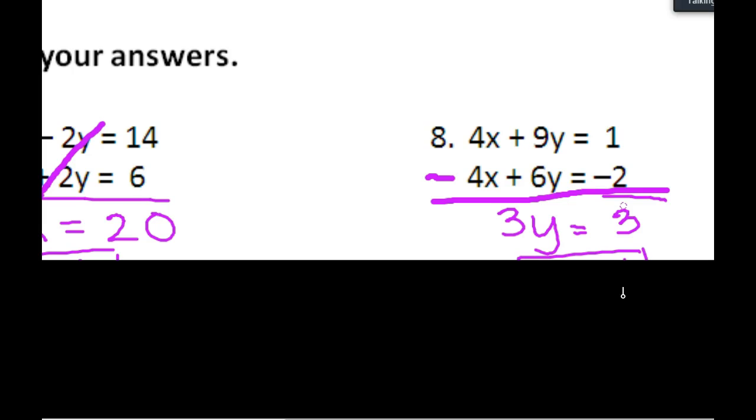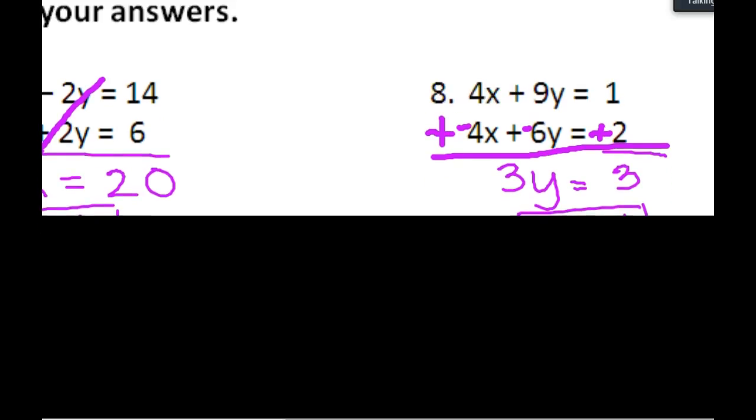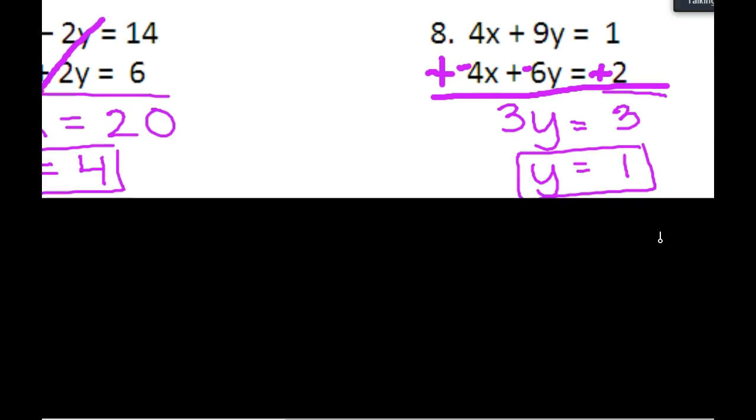So I'm subtracting everything, right? In the past two examples, we added, so you would have added 9 and 6 previously. But because instead of adding, I'm subtracting, that's kind of like saying all of these are opposite of what they were. So it's minus 4, negative 6, and 2 negatives become a positive 2. Dividing both sides by 3, I get y equals 1.